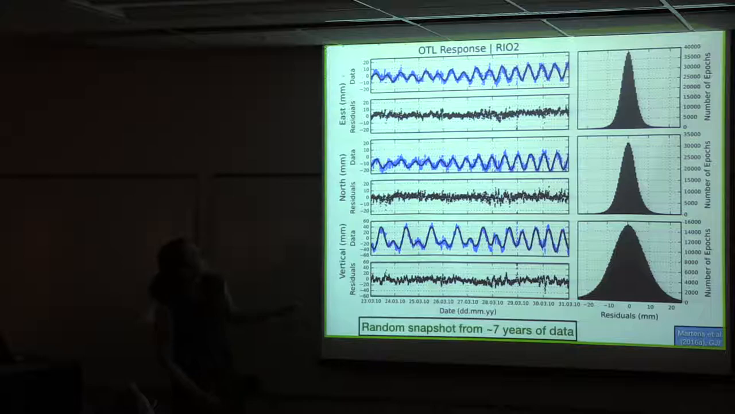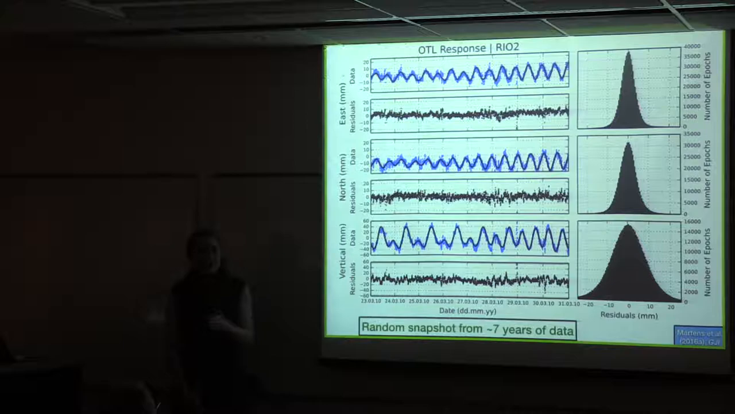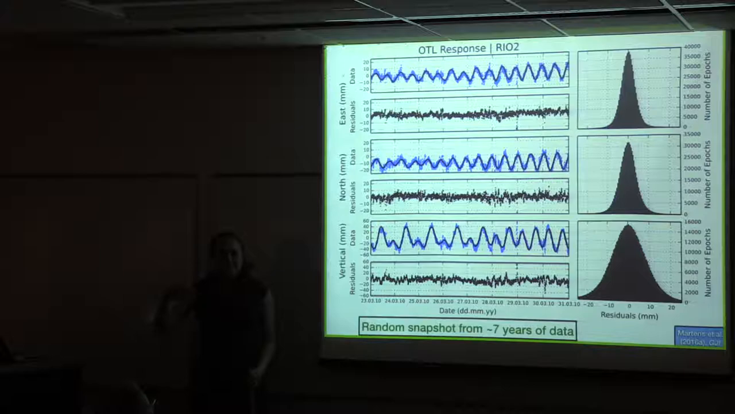We have in the top two panels the east component of displacement. In the central two panels, we have the north component. And in the bottom two panels, we have the vertical component of displacement. The GPS time series that we have processed at our 5-minute epochs are shown in blue. And then we've made our model fit to that data using the equation I just showed.